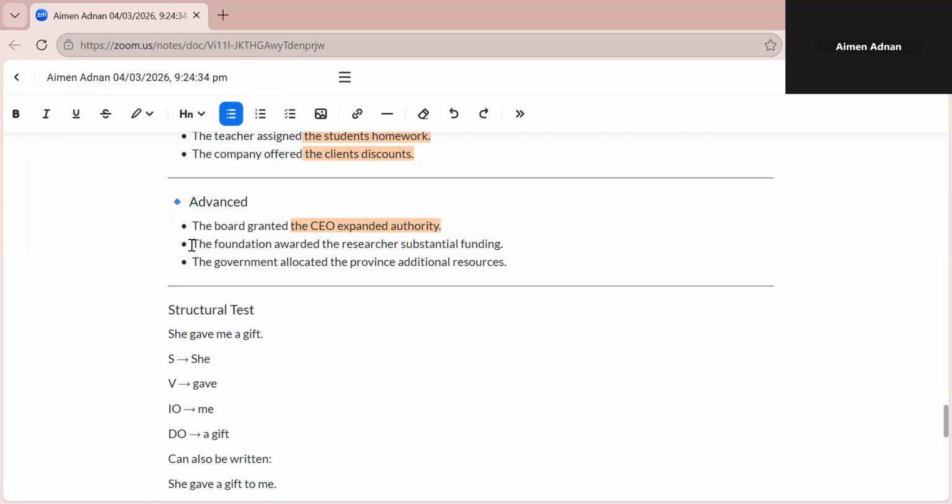Look at the other sentence. The foundation awarded the researcher substantial funding. Yes. Now, in this sentence, you see the foundation is doing an action on the researcher. So the researcher will be the indirect object. And what is the action that is done? What is the name of the action? That is funding. So substantial funding will be the direct object.